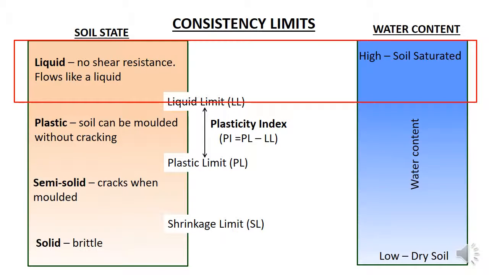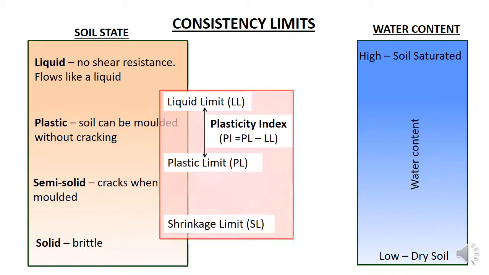If you add even more water, then it enters the liquid state, where it flows and has no strength, like very wet mud. The boundaries between these states are called consistency limits. They may also be called attribute limits. These limits are the water content of a particular soil when it transforms from one state to another. For example, the plastic limit is the water content where a soil transitions from being semi-solid to being plastic. That is, when the soil has a water content below the plastic limit, it is in a semi-solid state and acts like a semi-solid, and when the water is above the plastic limit, it is in a plastic state.